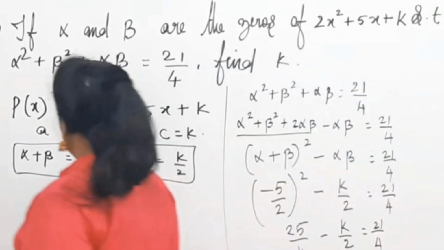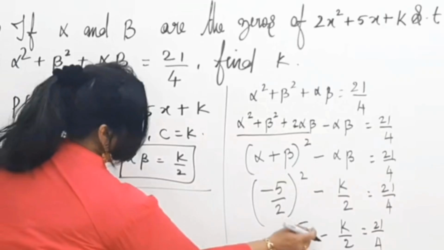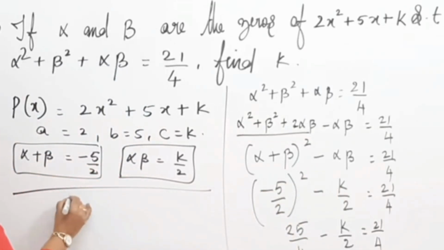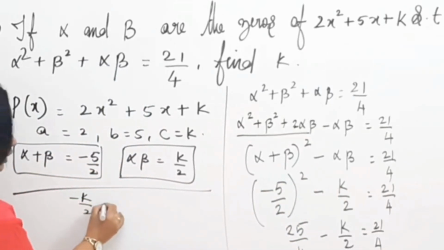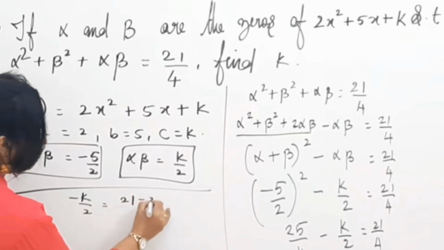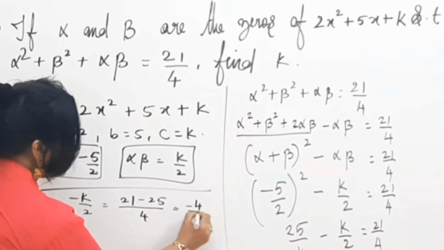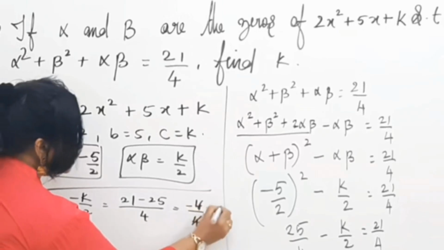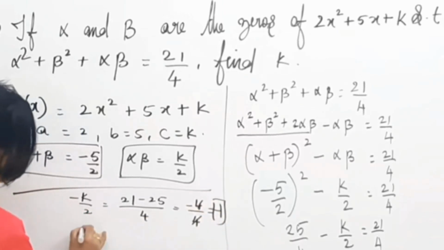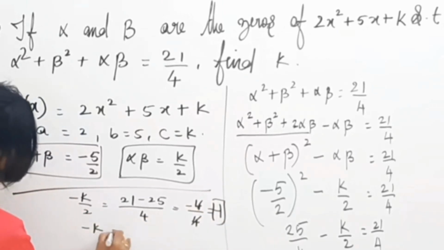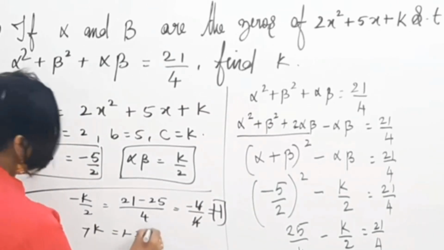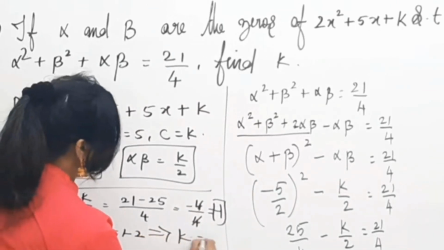Now, I am not taking the LCM since I would bring it to the other side. Minus k by 2 is equal to 21 minus 25 divided by 4, which is equal to minus 4 by 4. 4 gets cancelled, minus 1, which is minus k is equal to minus 2. So this implies k is equal to 2.